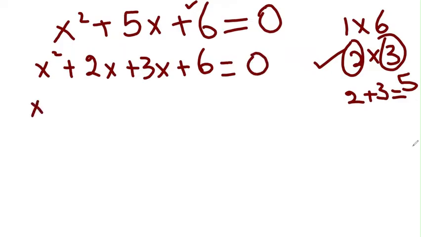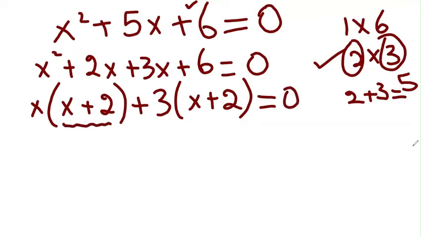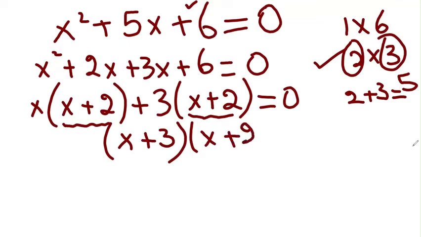Take common from the first two terms. X is common. X plus 2 is left in the bracket. 3 is common from the last two terms. X plus 2 is left in the bracket. So again, I want to say the same thing. X plus 2 and X plus 2, these two brackets should be same. It means the factorization has been done correctly. Now X plus 3 will go in the first bracket and X plus 2 will go in another bracket.